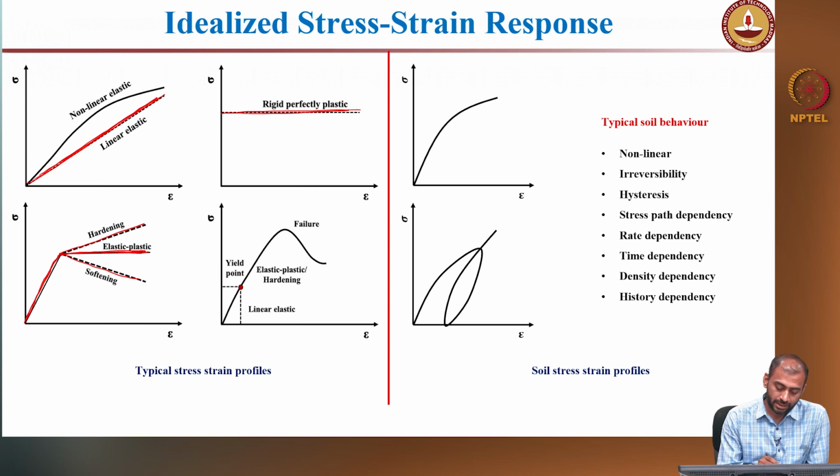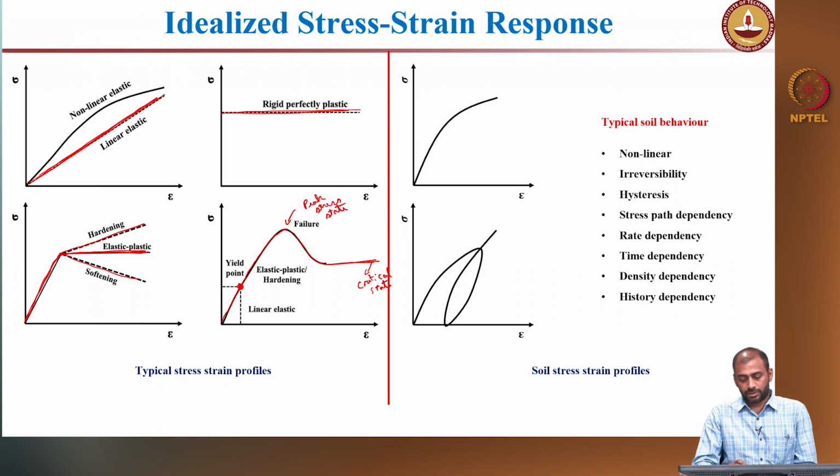So, a typical stress strain profile also has a linear elastic zone. You have a yield point, and then after the yield point, the material starts hardening, reaches a peak, and then it also starts softening, and then at large strains it might reach a critical state, right. So, critical state, and this is a peak stress state, right. So, okay, these are all idealized stress strain profiles, what you are seeing on the left side of the screen. On the right side you see a typical soil behavior.